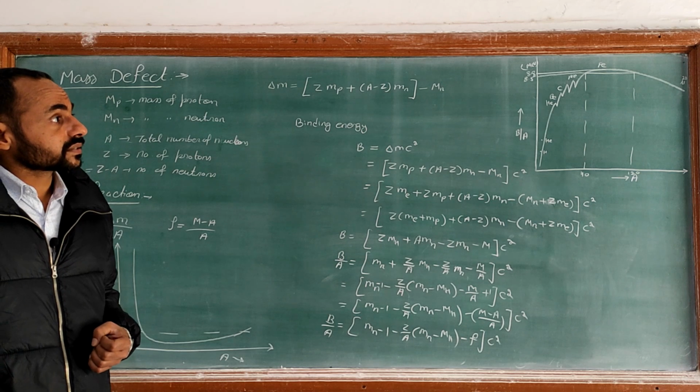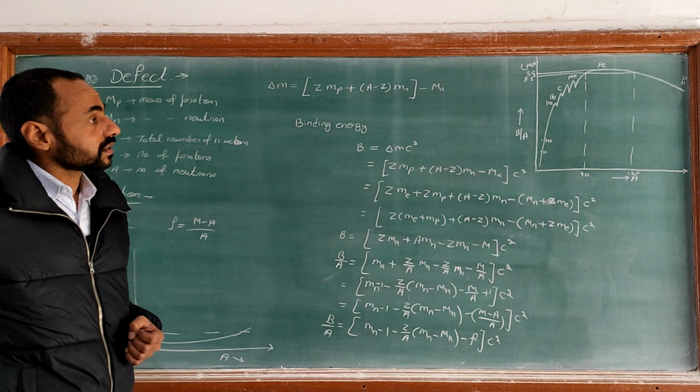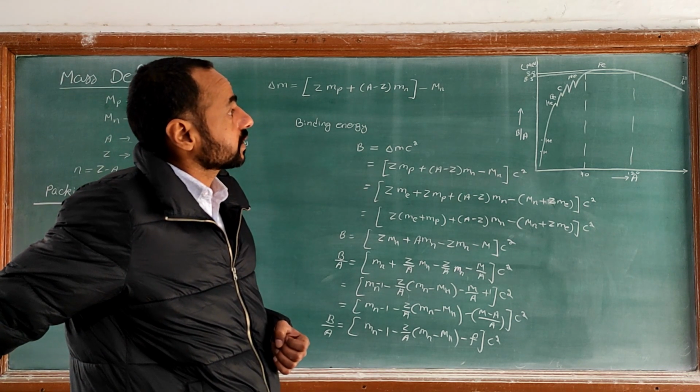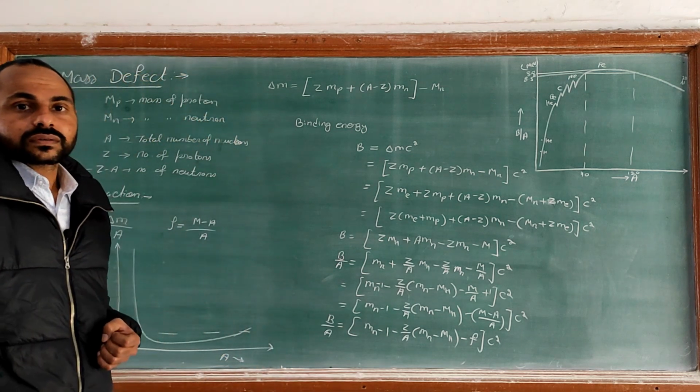So in the next lecture we will discuss these spikes in the curve corresponding to He4, Be, carbon and neon 20. So thank you for watching.